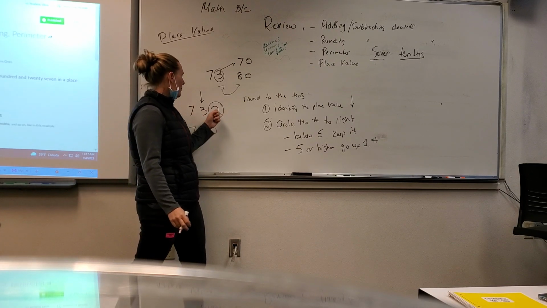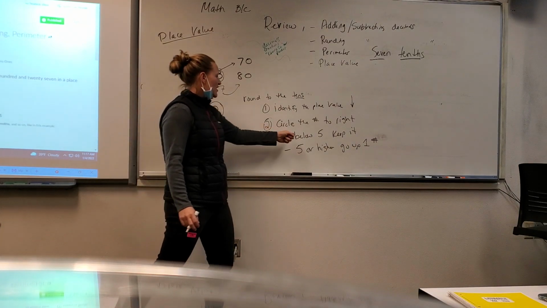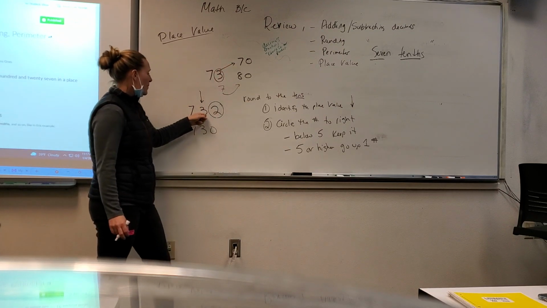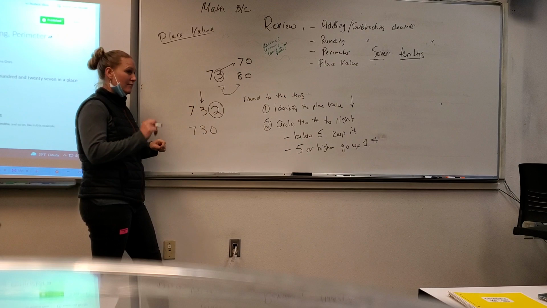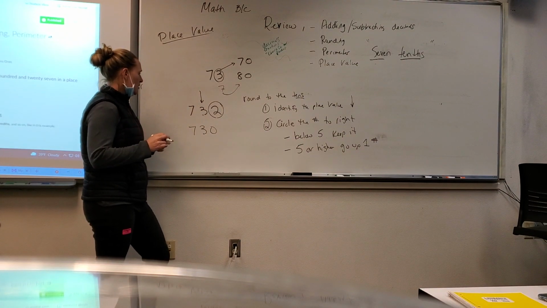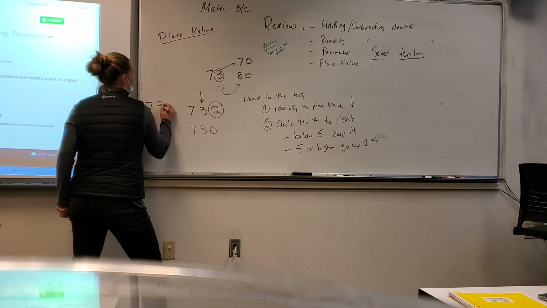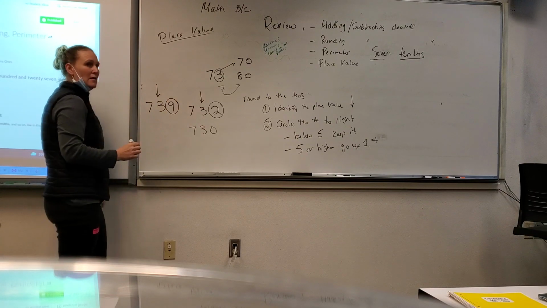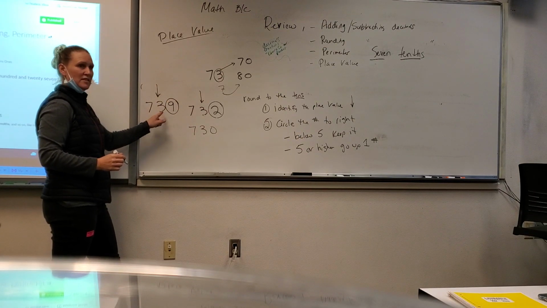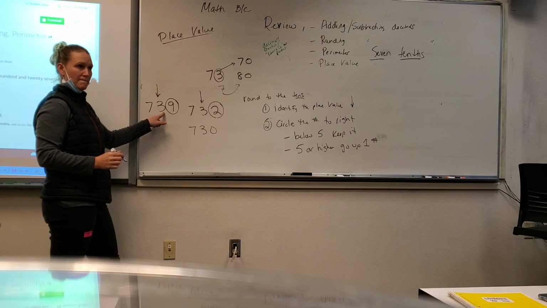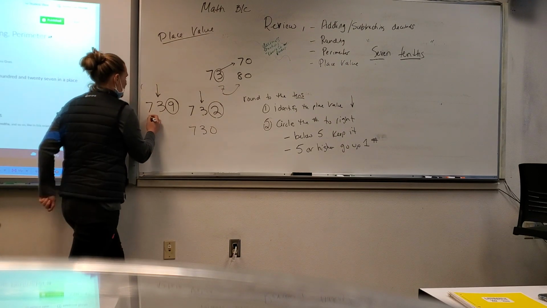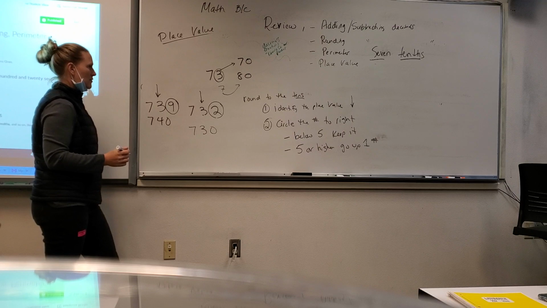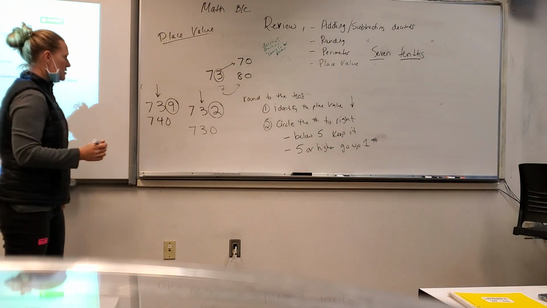Okay, so we circle the number immediately to the right. If it's below 5, we keep the arrow number. If it's 5 or higher, we bump the arrow number up 1. So if this was 739, and I'm still rounding to the tens, because this is higher than 5, what do I do with this 3? Make it a 4. Good. So this would be 740. Let you guys catch up with your notes, and then we're going to practice some.